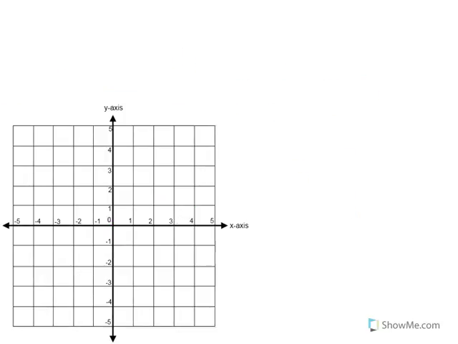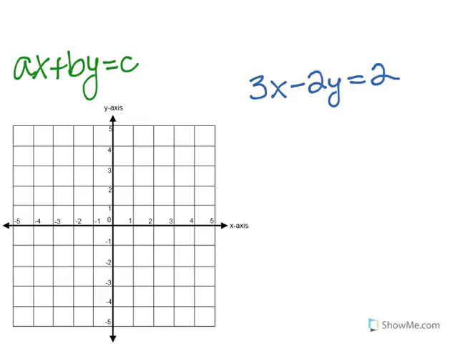Things can be a little bit trickier if you're given a line that's written in standard form. This is your general standard form equation, ax plus by equals c, where a, b, and c are all constants. Say we have the equation 3x minus 2y equals 2. The best way to go about graphing this line is to first manipulate it and put it into slope-intercept form. And remember, slope-intercept form is y equals mx plus b.